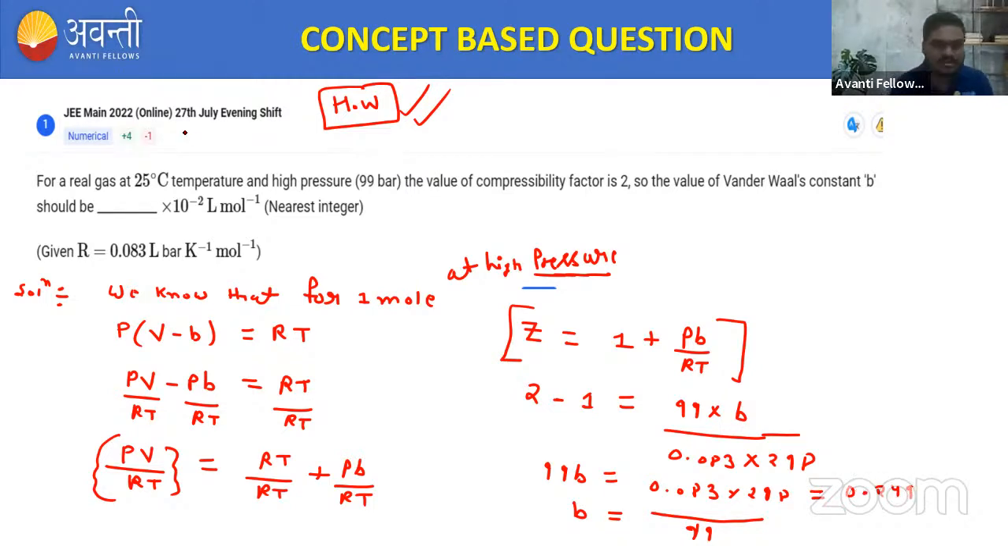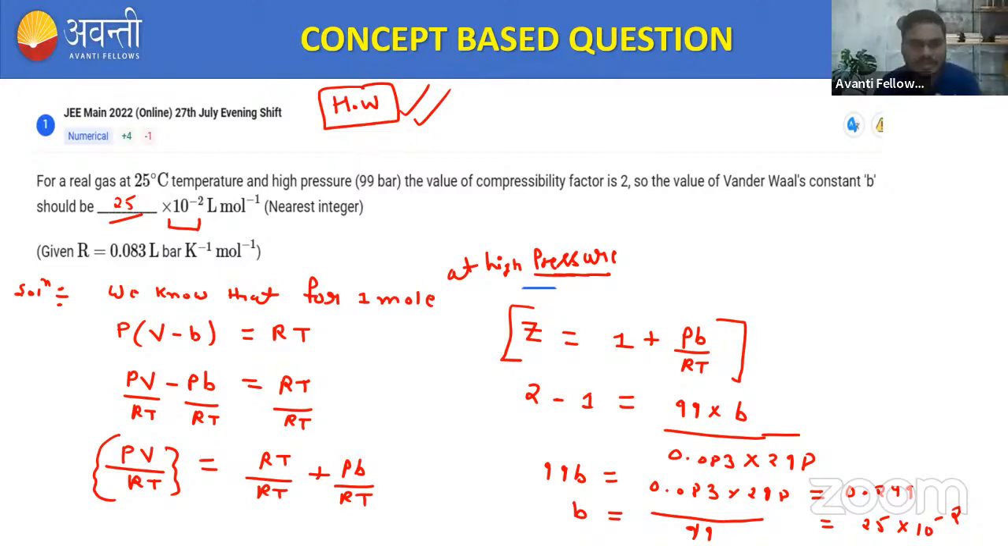ठीक है, but in this question they're asking in the power 10 raised to the power minus 2. So we can write as 10 raised to the power minus 2 like 24.9, or we say 25. So this comes out to be 25 into 10 की power minus 2. So the correct answer is 25. समझ आया क्या सबको?